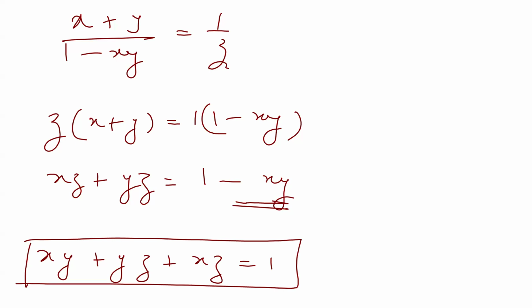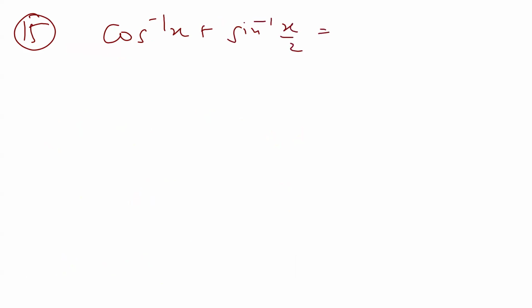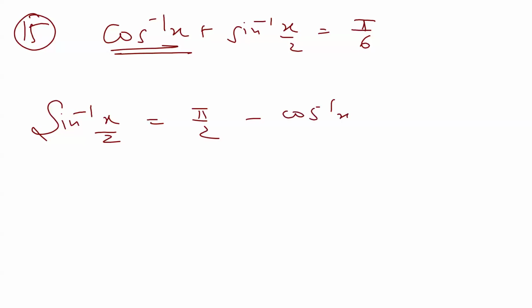Okay, let's go to question number 15. Cos inverse x plus sin inverse x by 2 is equal to pi by 6. Okay, now we'll take one term on the right hand side. We'll take a simple term. We'll not take the x by 2 term on the right hand side. So sin inverse x by 2 is equal to pi by 6 minus cos inverse x.